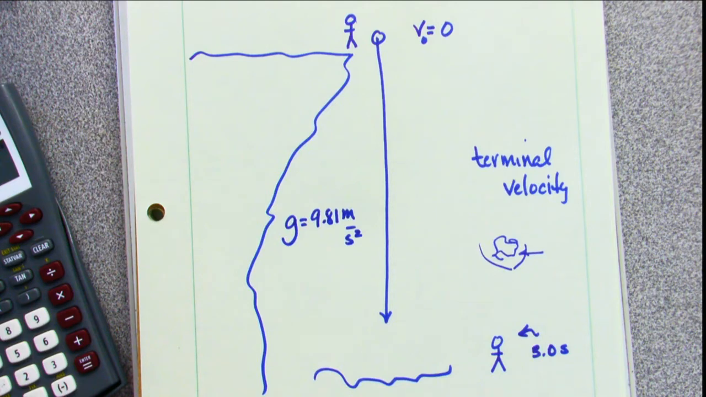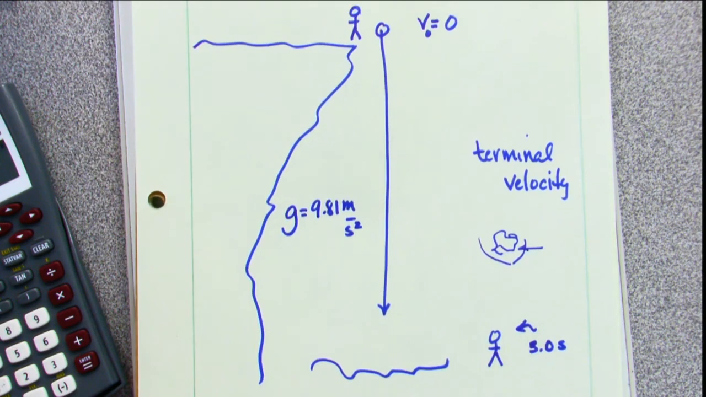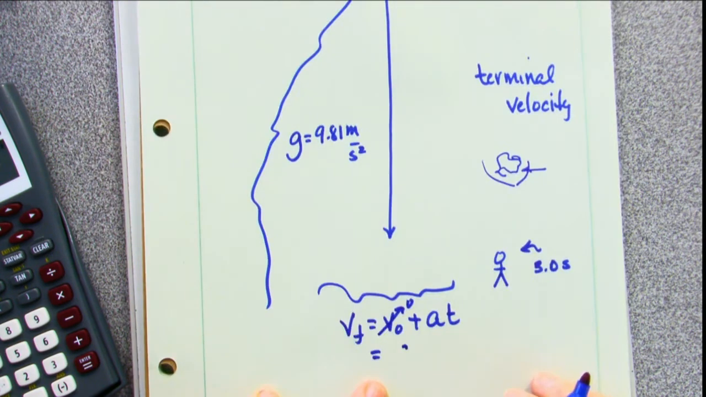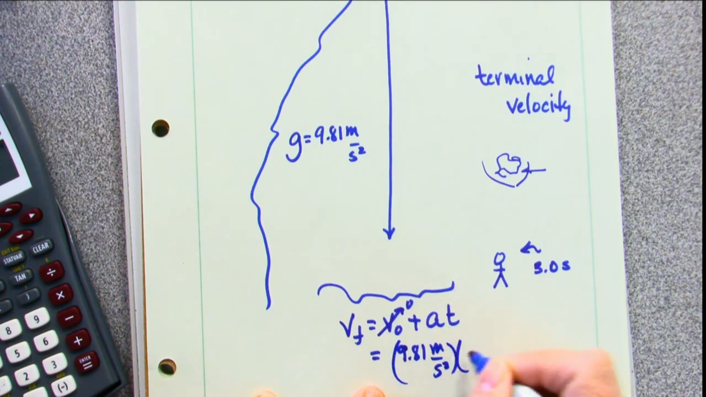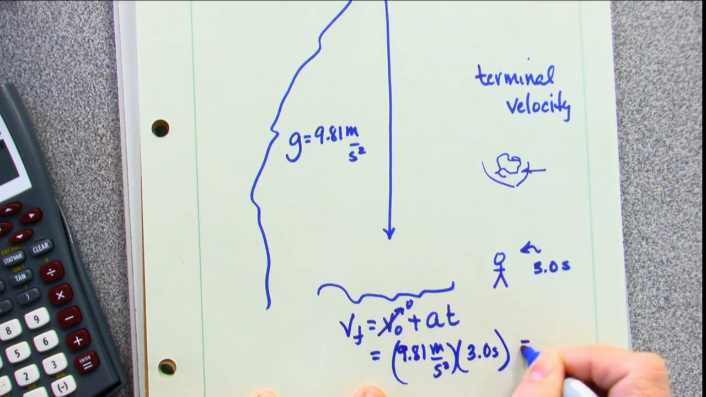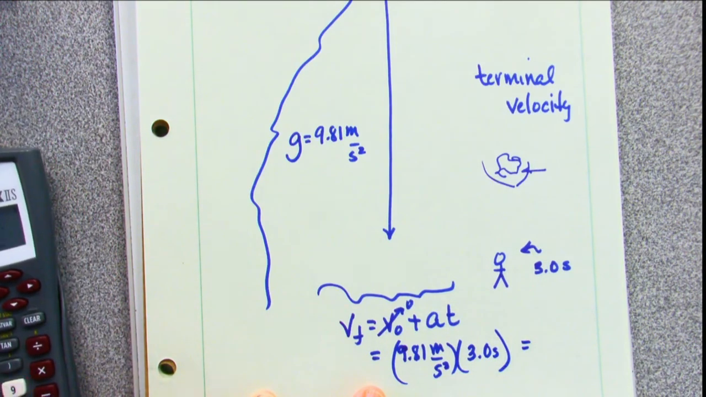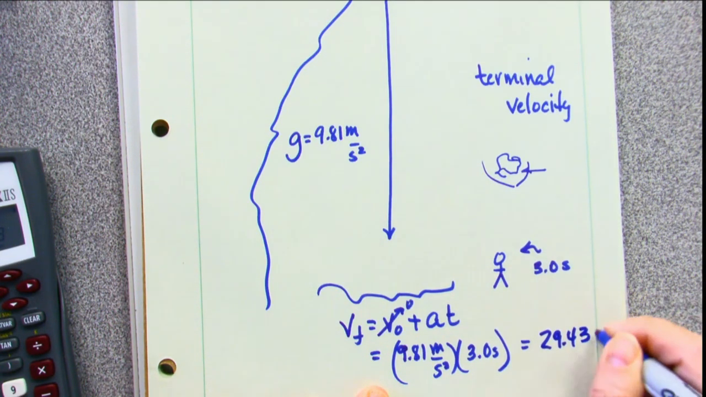So at this point, I can ask you a variety of questions. One question is, what's the velocity at the bottom of the fall? Well, that's easy. My velocity final is equal to my velocity initial plus a t, and the initial velocity was 0. Now I've got 9.81 meters per second squared and 3 seconds, so 9.81 times 3 is 29.43 meters per second.